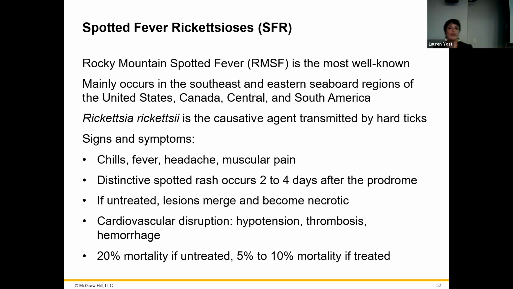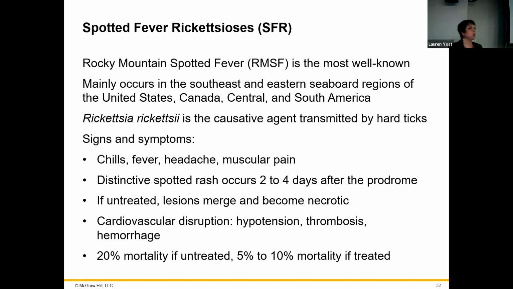So we have chills, fever, headache, muscle pain. So you start feeling cold, flu-like symptoms. Then you'll have a spotted rash that will develop a few days after the first signs and symptoms that you'll have. That's called the prodrome. So if it's left untreated, then those lesions can merge, and they could potentially become necrotic. And you can also potentially have development of hemorrhage as a result of this. It's not common, so that's why we don't consider it a hemorrhagic fever, but it could potentially lead to similar symptoms.